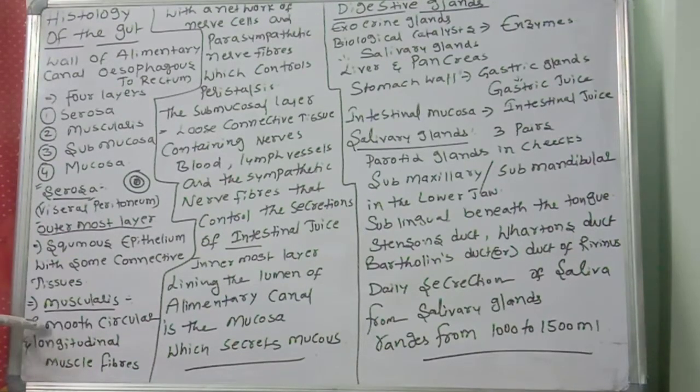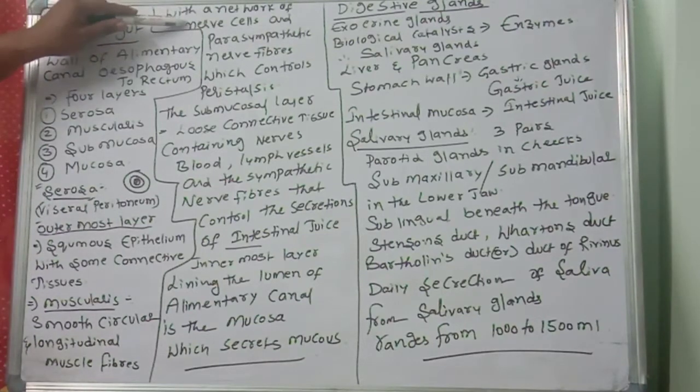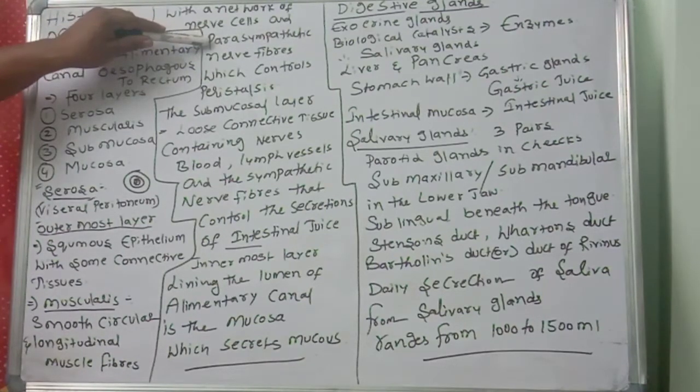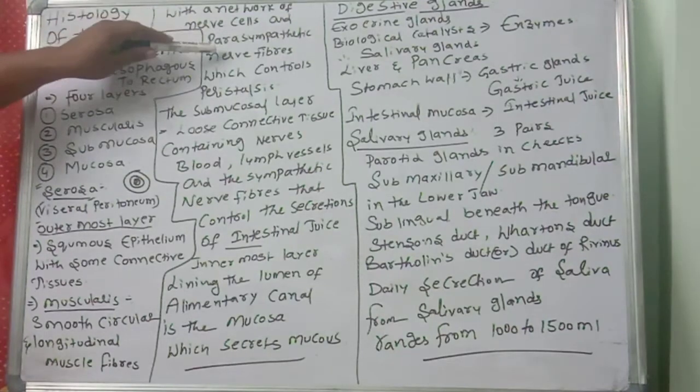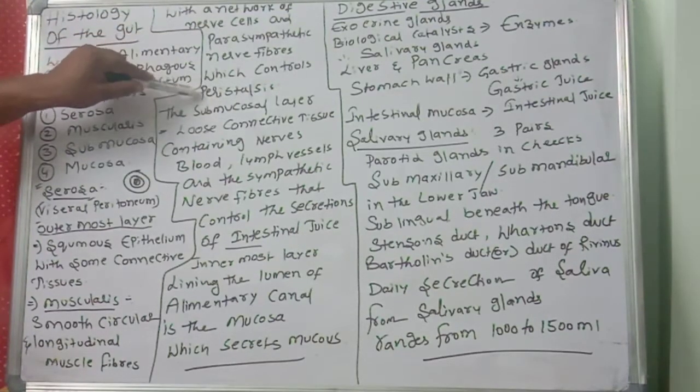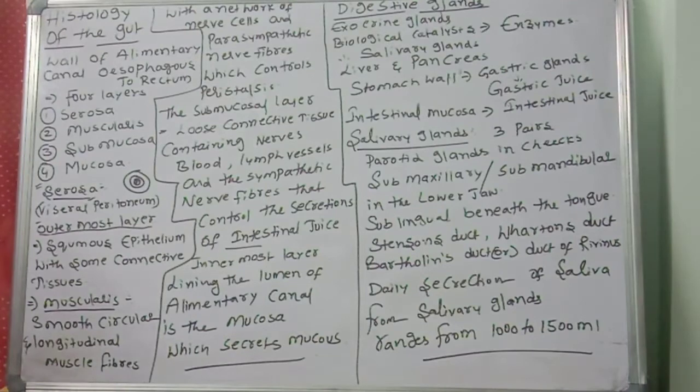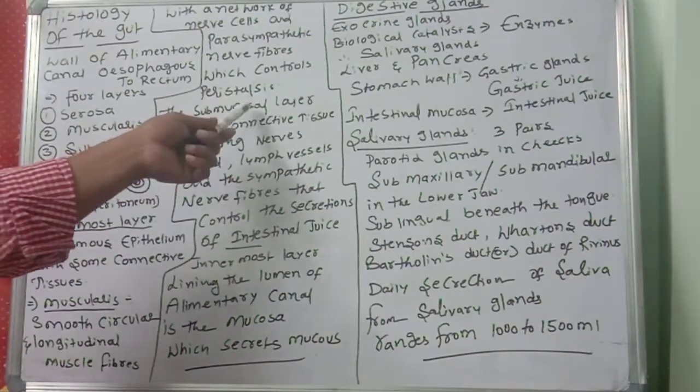So muscularis has smooth, circular and longitudinal muscle fibers. Muscularis is made with smooth, circular, longitudinal muscle fibers with a network of nerve cells and parasympathetic nerve fibers, which control which movements? Peristalsis. Okay. Next, come to the submucosal layer.